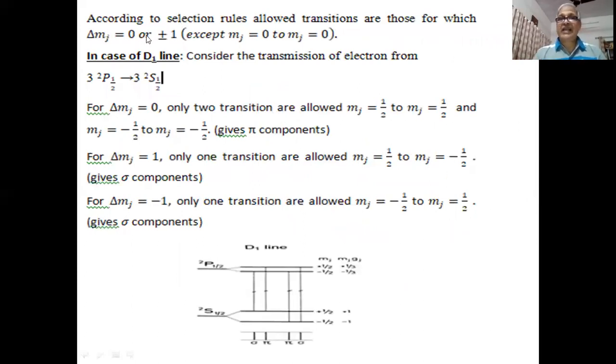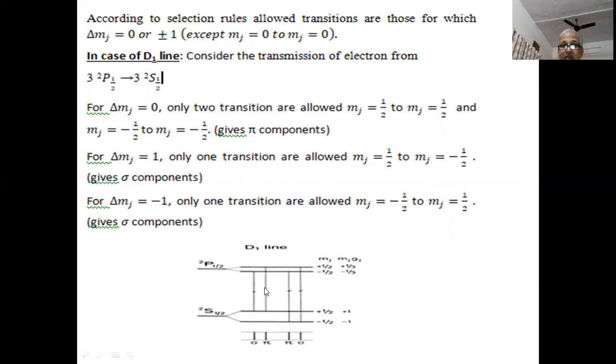We apply the selection rule for transition between these labels, delta mj equal to 0 or plus minus 1, except mj equal to 0 to mj equal to 0 for two labels. In case of sodium D1 line, consider the transition of electron from 3p1/2 to 3s1/2. For mj equal to 0, only two transitions are allowed, mj equal to 1/2 to mj equal to 1/2.